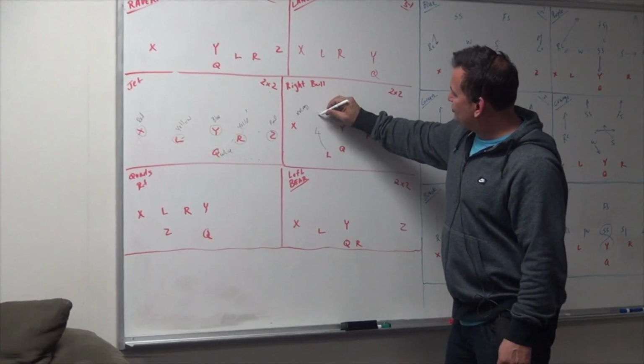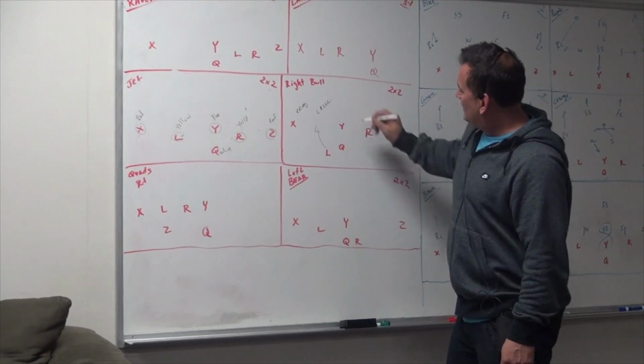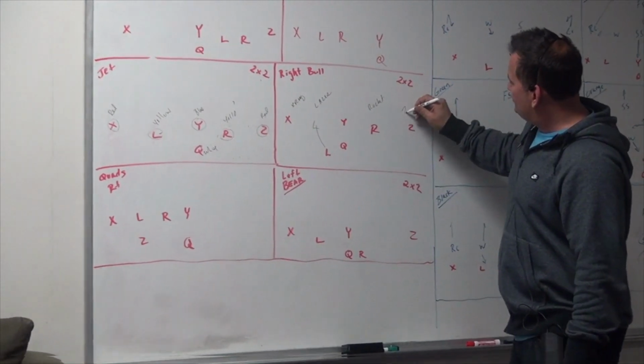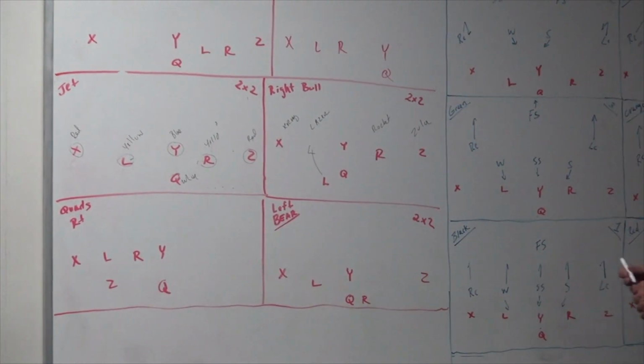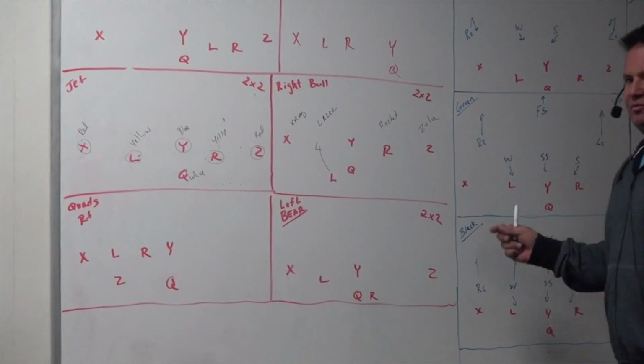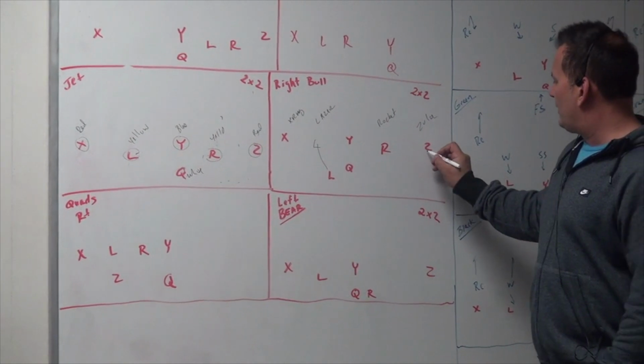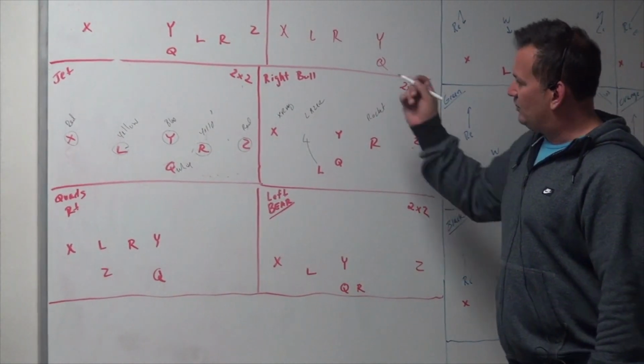I call the Lou motion, laser. I call the Roy motion, rocket. And I call the Z motion, Zulu. Okay? If I want any of those guys to motion, they're motioning across the formation. So if I say Zulu, Zulu's going where? He's going right. Well, we'll use this.